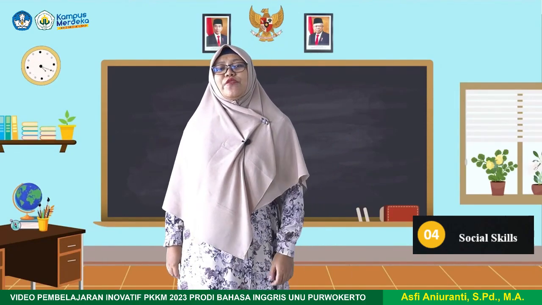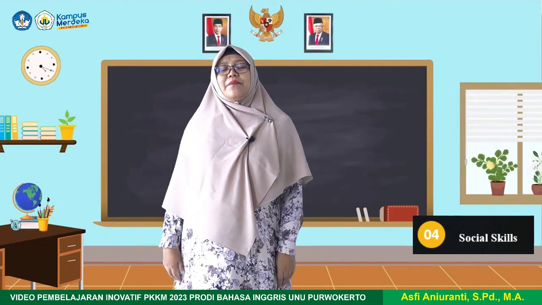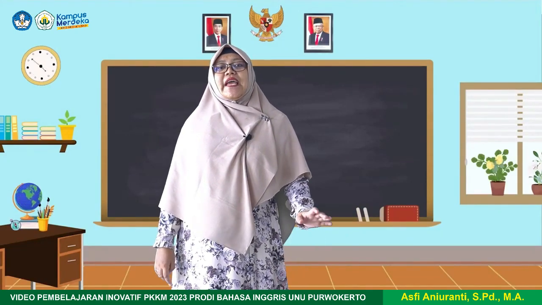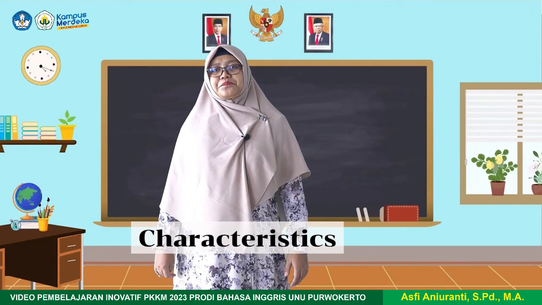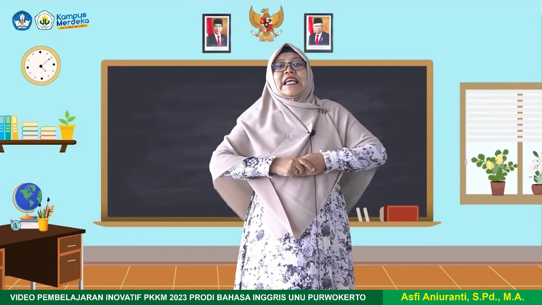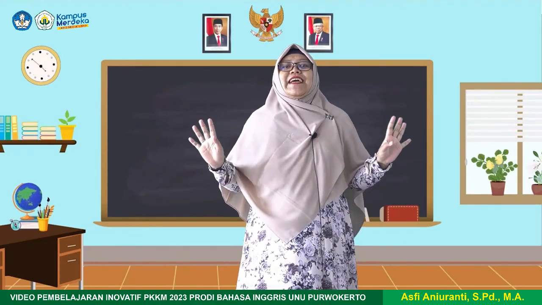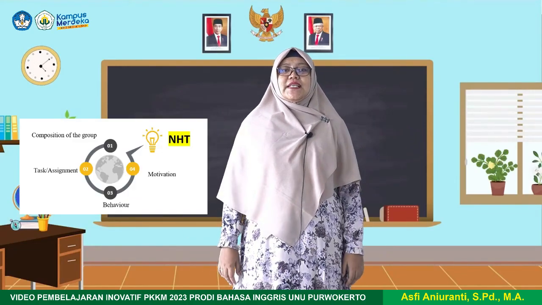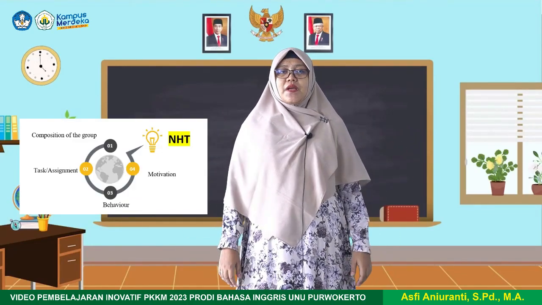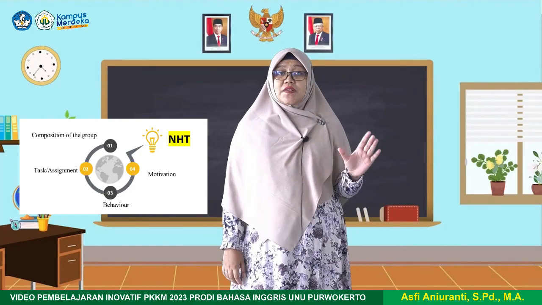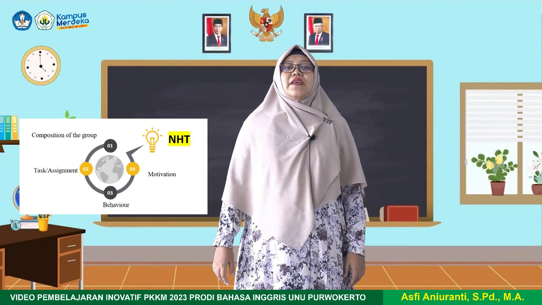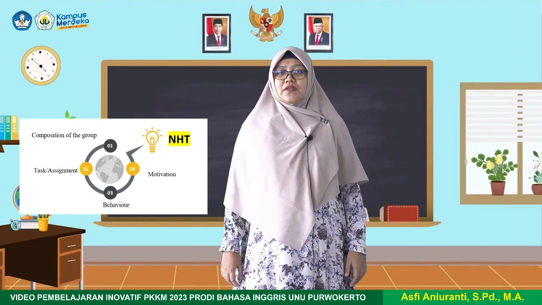Let's try to move to the next important element in Numbered Heads Together, called the characteristics. Okay, there are 4 different characteristics in Numbered Heads Together. The first is composition of the group. The second is task or assignment, and then behavior, and then the last is motivation.